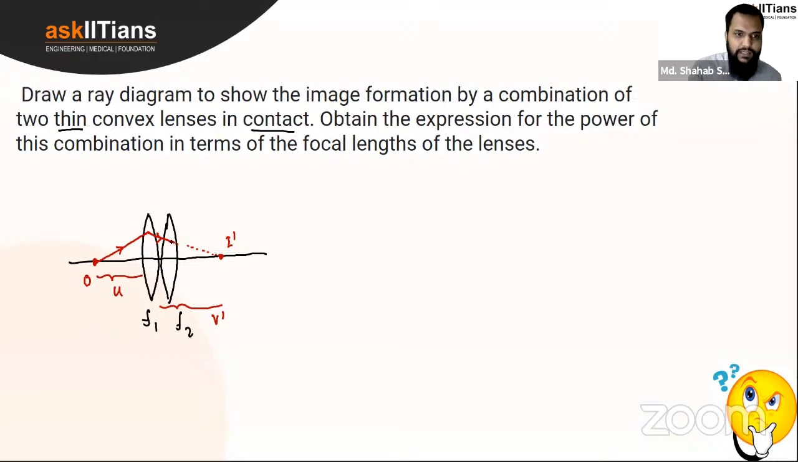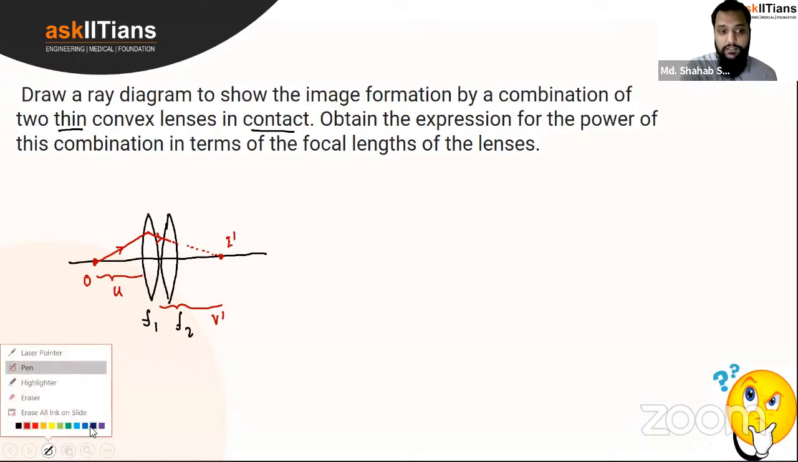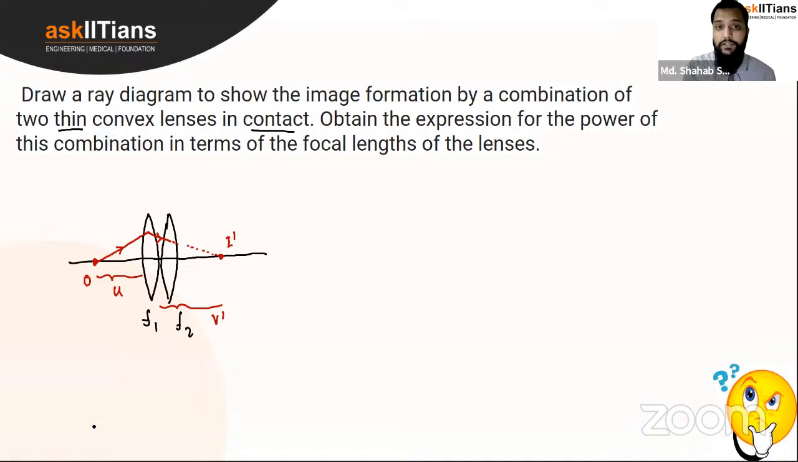But we know that here also a refraction from the second lens will take place. The second lens is also converging, guys, so it will again converge this ray even further. So this ray gets converged here. This is the final image, guys. This is the final image I, and we call this distance the final image distance V. Now, obtain the expression for the power of this combination.